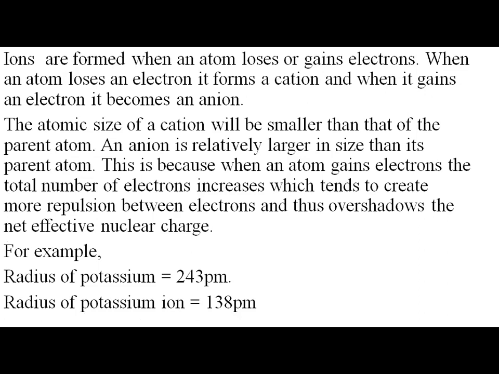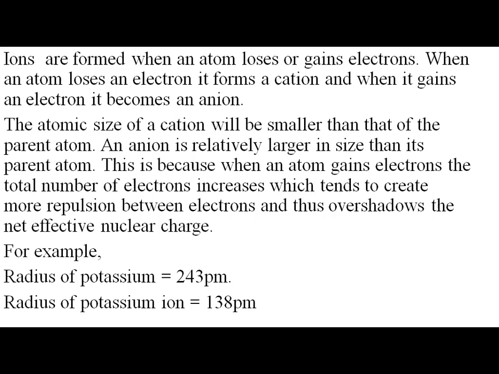Ions are formed when an atom loses or gains electrons. When an atom loses an electron, it forms a cation, and when it gains electrons, it becomes an anion. Metals usually form cations, non-metals usually form anions. The atomic size of the cation will be smaller than that of the parent atom. An anion is relatively larger than its parent atom.